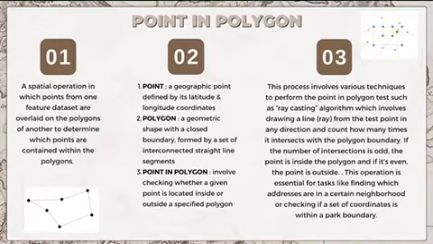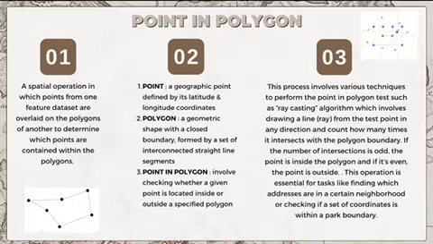To simplify, it is actually figuring out if a point is inside a closed shape, which is a polygon, on a map. Imagine you have a map with regions outlined and you want to know if a specific location, which is a point, falls within one of those outlined areas. So next, let me explain more about this concept.